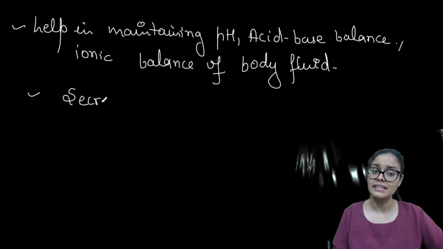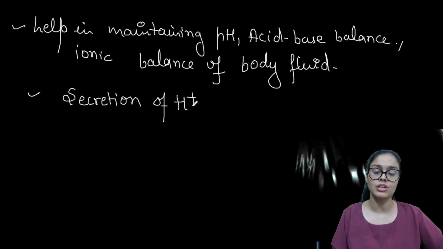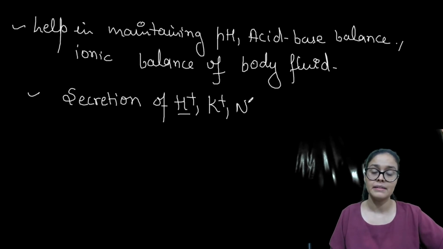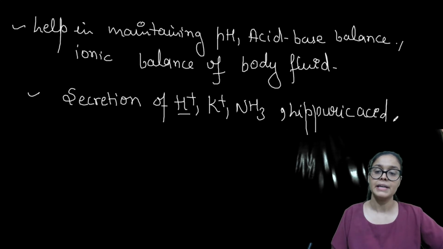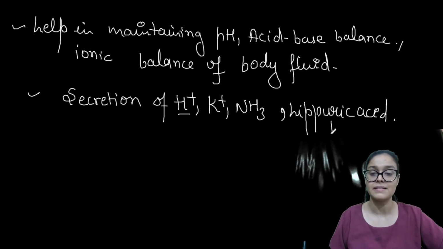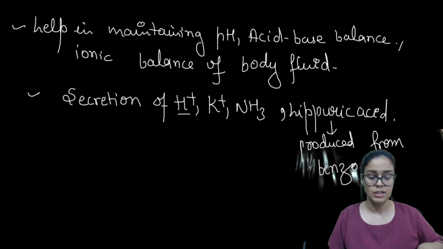So what are the things that are secreted from the blood to the tube again? Secretion of hydrogen ions, that will maintain acid-base balance obviously, potassium ions, even some nitrogenous waste, hippuric acid, this is something which you have to remember. Hippuric acid is basically a metabolic waste, and it is produced from benzoic acid. So you know what benzoic acid is, it is formed from there, right? So it is formed from benzoic acid, you have to remember.